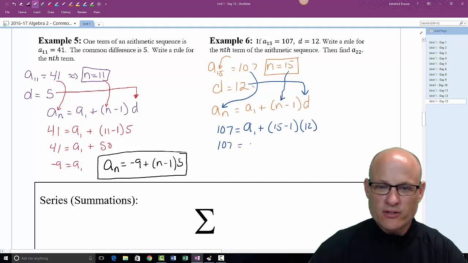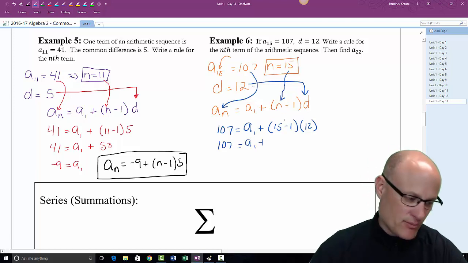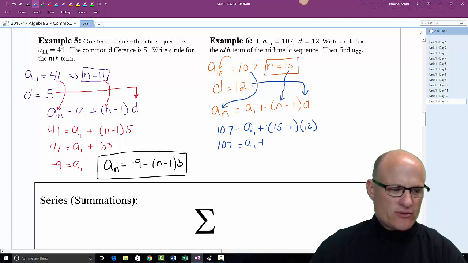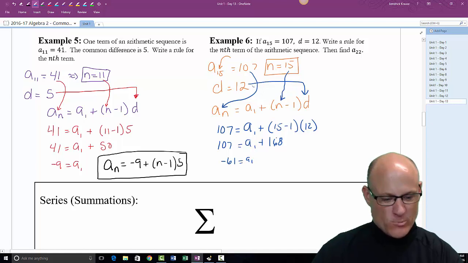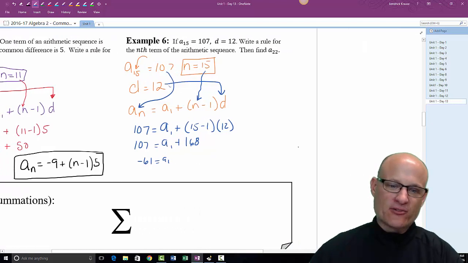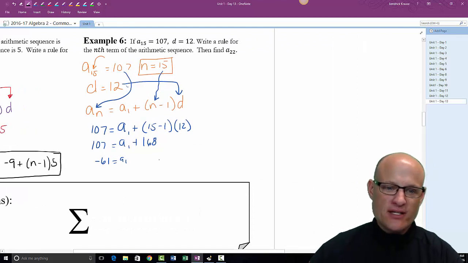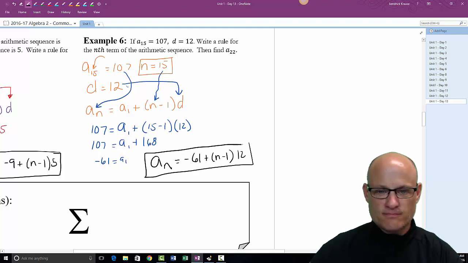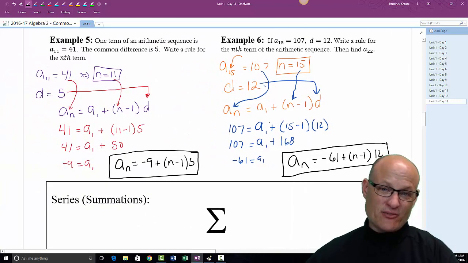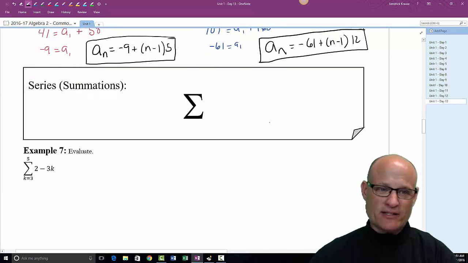So this is 107 equals a sub 1 plus 14 times 12. 12 times 12 is 144, so that's 168. Subtract 168, I get negative 61 is equal to a sub 1. Did I get that right? Yeah. So my final answer for this one is a sub n is equal to negative 61 plus n minus 1 times 12. All right, that's all it is with sequences. Not too bad. You'll have some practice with that tonight.